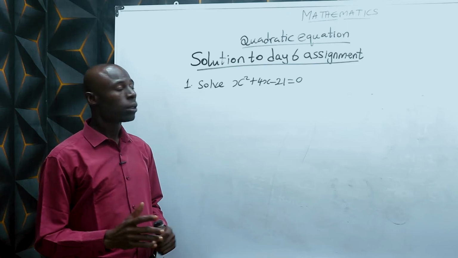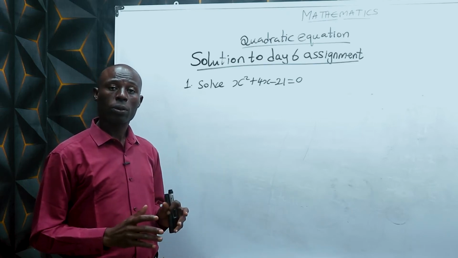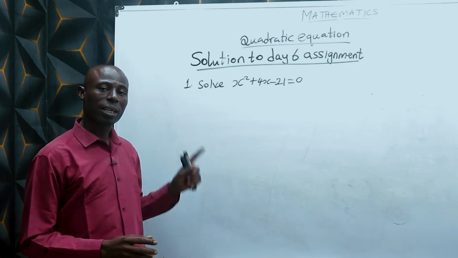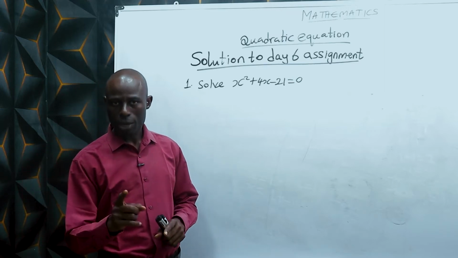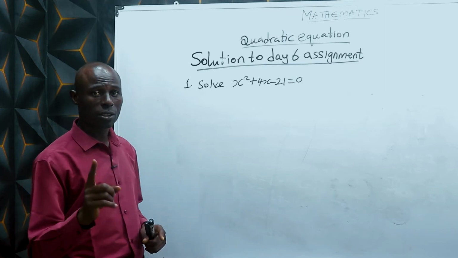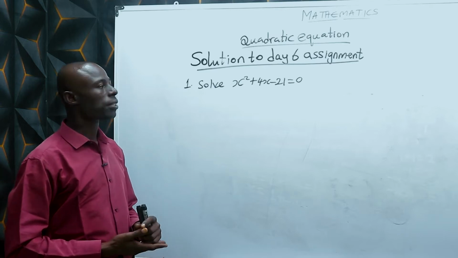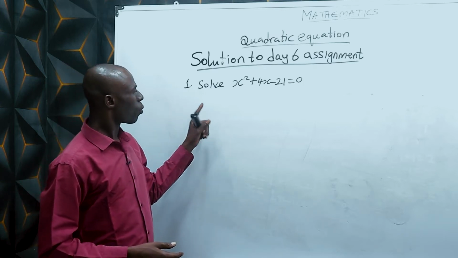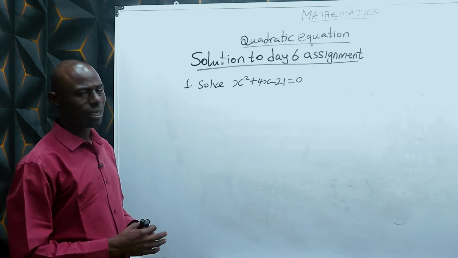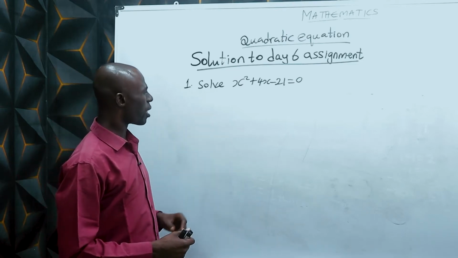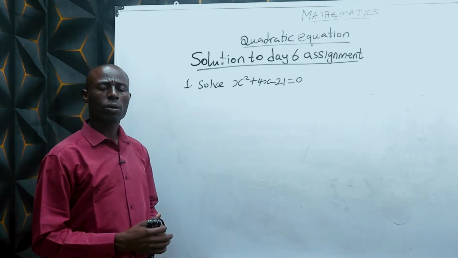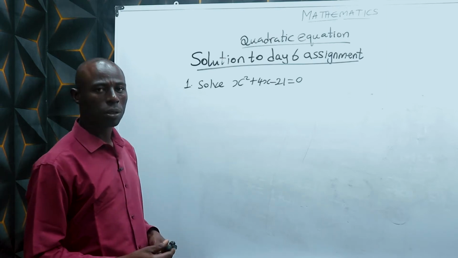Today, we want to open the ground by providing the solution to the previous assignment, which I believe every one of us has tried your hand on. Question 1 in the assignment. Solve x squared plus 4x minus 21 equals 0 by factorization method.